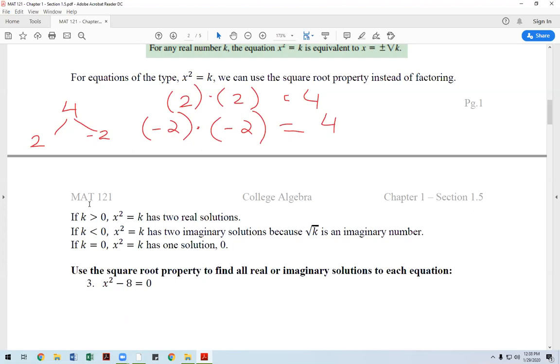But the idea is if you have k, which is a positive number, you should get 2 real solutions. If k is a negative number, you will get 2 imaginary solutions. And if k is 0, you should only get 1 real solution. Okay, so let's see how we can use the square root property here on number 3.